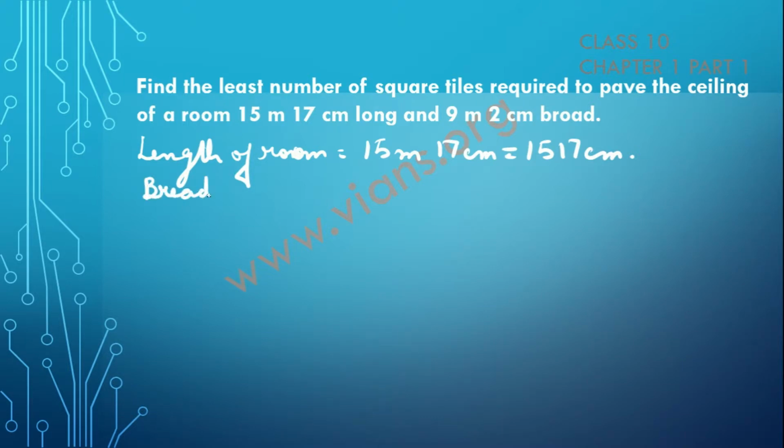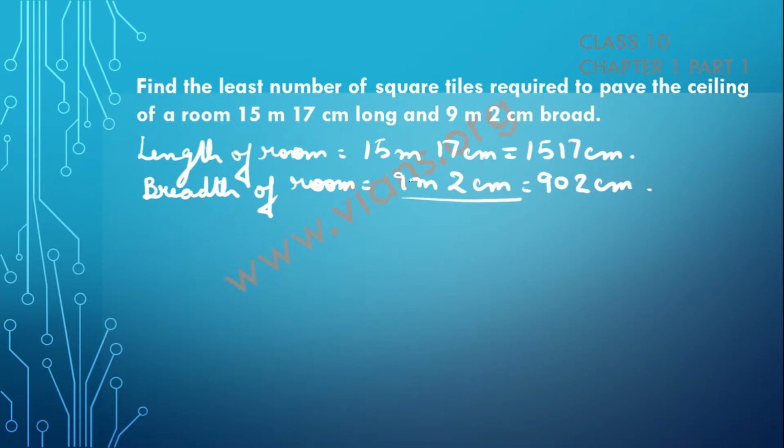Breadth of room, because it's easier to express this as a whole number instead of decimal, that's why we're doing this conversion. So whenever you get something that's a little bit too complicated in terms of specifically decimals, just make it as simple as you can. So your breadth of room is going to be 9 meter 2 centimeter, which is basically 9 into 100, 900 centimeters plus 2, 902 centimeter. Now find the least number of square tiles required to pave the ceiling of a room. So this is the length and breadth of the ceiling of the room, and they want you to find the least number of square tiles required to pave the ceiling.